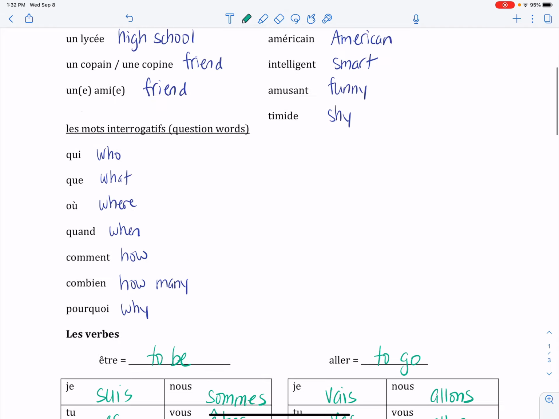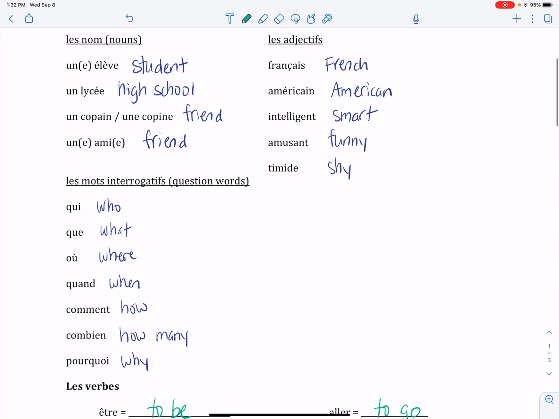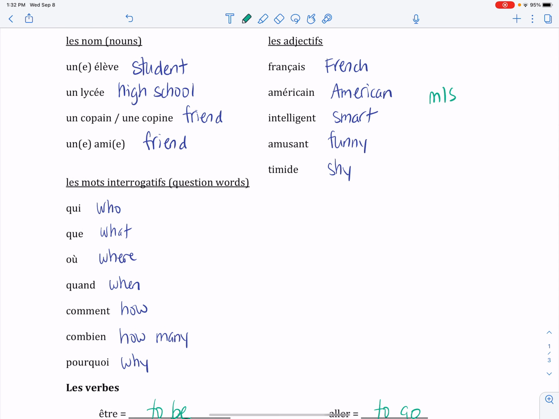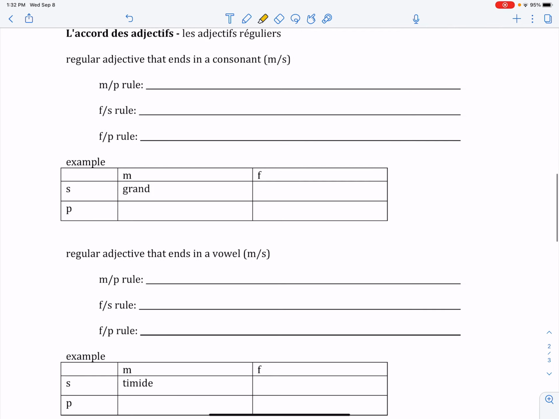If you go back to the vocab sheet, all of these adjectives are given to you in the masculine singular form in French. So if the last letter of it is a consonant, such as français, américain, intelligent, amusant, then this is the rule that we will follow. So if we use grand for an example here, when your masculine singular ends in a consonant, to make it masculine plural, you're going to add S. So this grand becomes grand with an S.